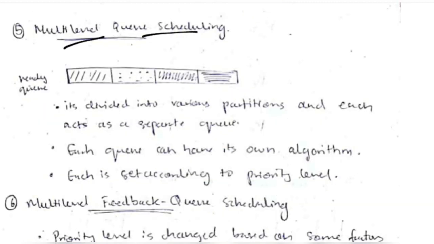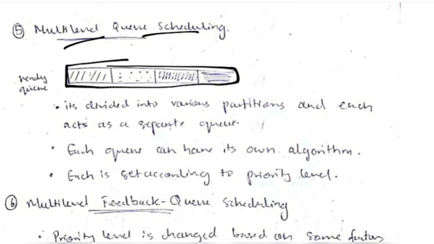In multi-level queue scheduling, the whole queue will be divided into many parts which will have their own algorithms and priority levels.